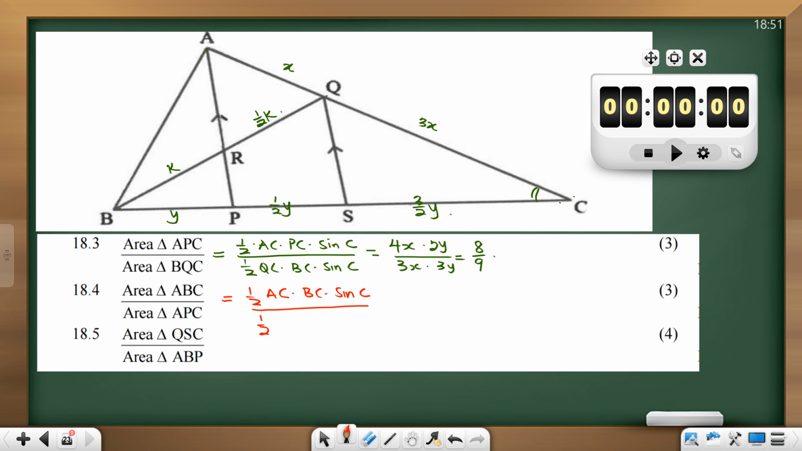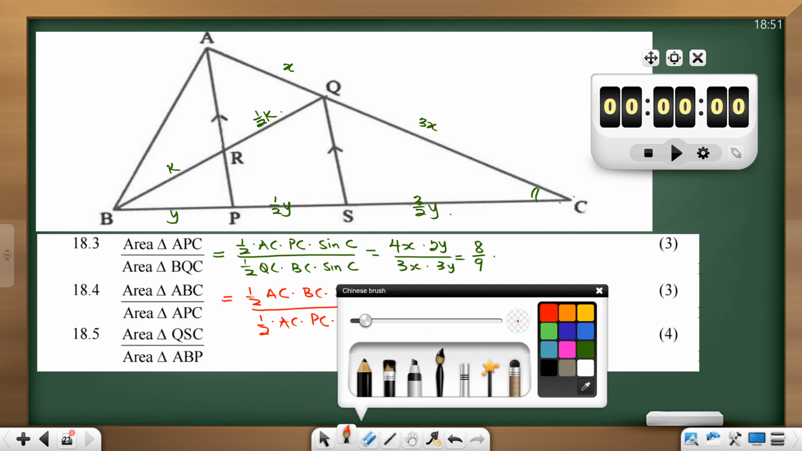What is APC? Can I just copy the one on top? AC, PC. Three things are actually cancelling here. Half is cancelling, AC is cancelling, sine C is cancelling. So what do I have left? BC. What is my BC? 3y. What is my PC? 2y. So what's my answer? 3/2. Everybody okay with that? Okay.